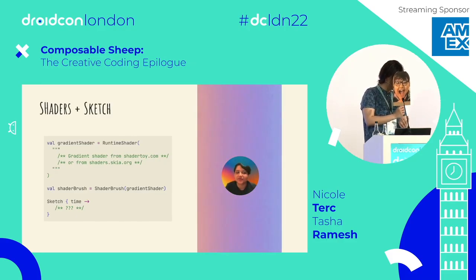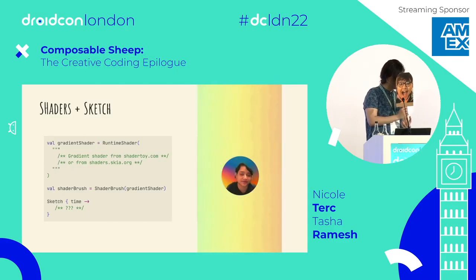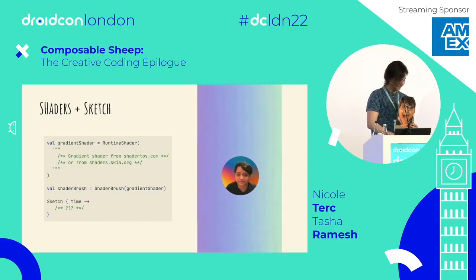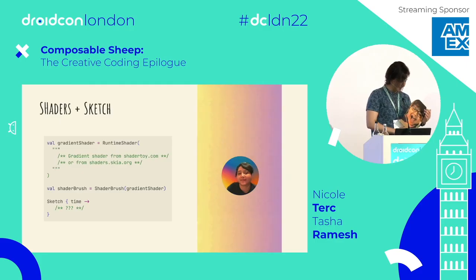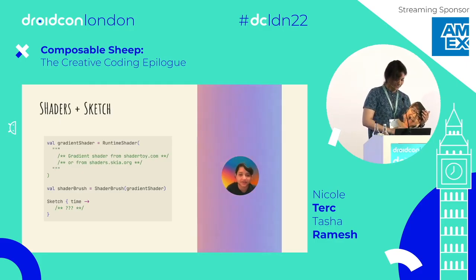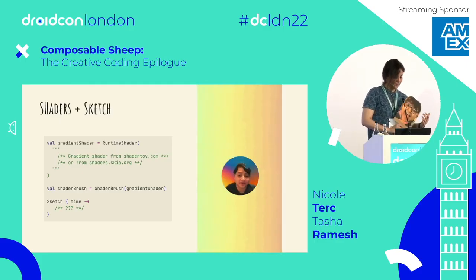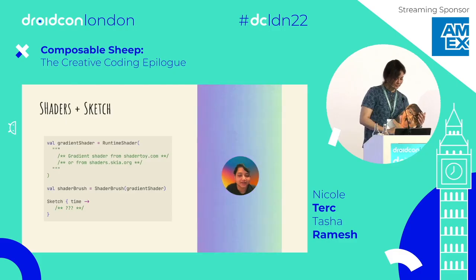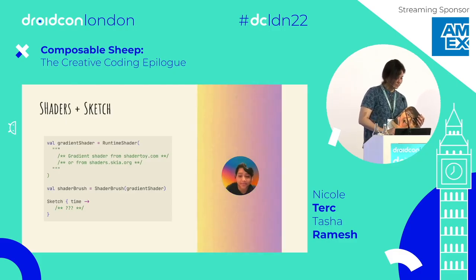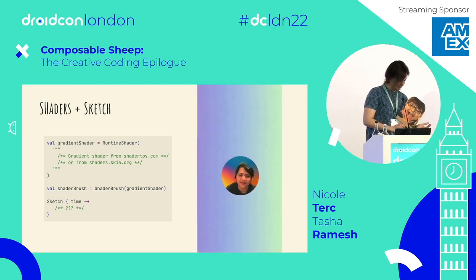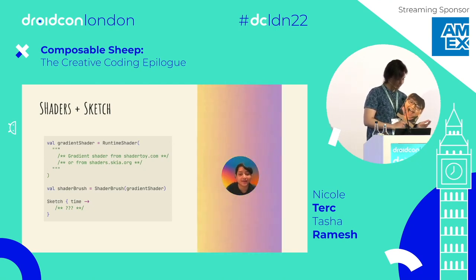ShaderToy and shaders.skia.org are places where you can discover and even edit shaders directly on the web. The latter is more useful for those of us on Android since you can directly edit AGSL. You create the runtime shader by passing the raw shader code into its constructor. Then you can create a shader brush with the resulting runtime shader. We can also leverage the time parameter in our sketch composable to cause the shader to animate, as we'll see in a bit. Shader brushes are pretty much just like any other brush. You can use them when drawing anything. So let's see how to paint our sheep with a shader brush and have it animate.